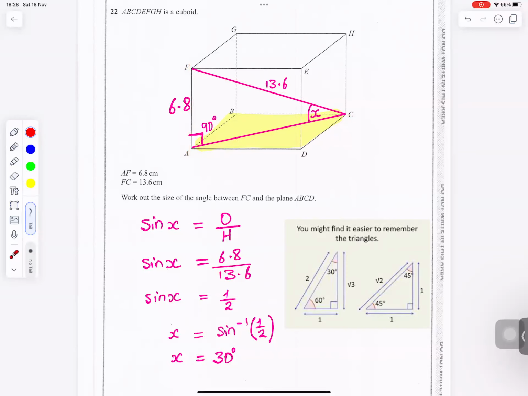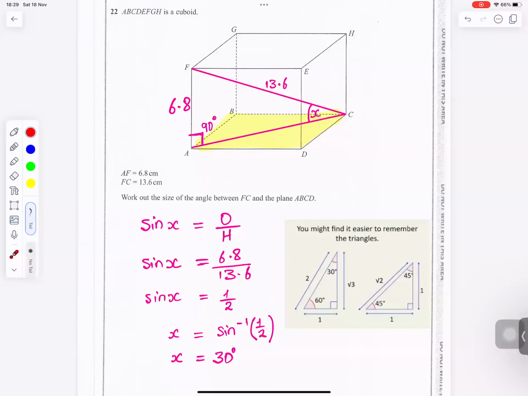So we can use sine X is opposite over hypotenuse. The opposite is 6.8, which is AF, and the hypotenuse is 13.6. 6.8 divided by 13.6 is 1 over 2. Think of it as 68 over 136, and you simplify it, it gets to 1 over 2. Inverse sine of 1 over 2, the angle is 30 degrees. So you need to know that in a non-calculator paper.